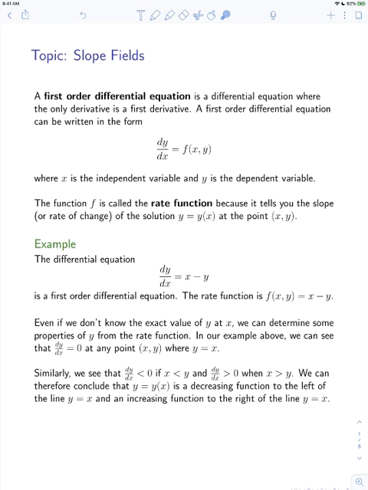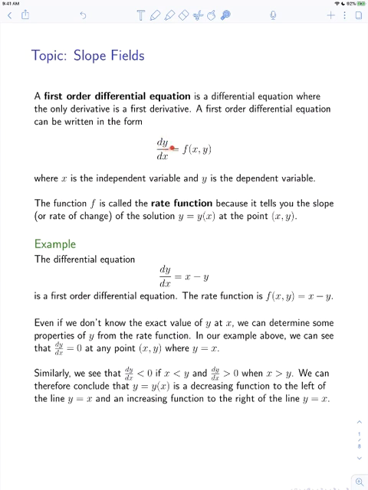In this video, we're going to talk about slope fields. A first-order differential equation is a differential equation where only the first derivative appears. So any first-order differential equation can be written in the form dy/dx equals f(x, y), where x is the independent variable and y is the dependent variable.